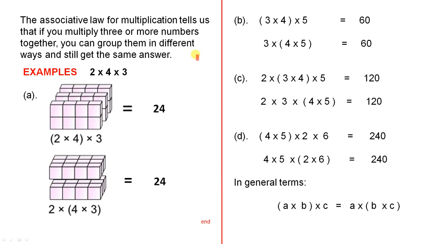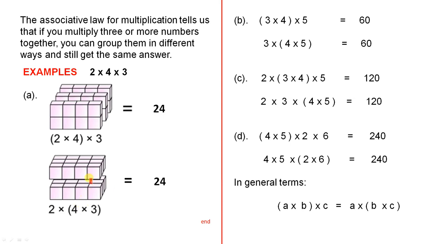The associative law for multiplication tells us that if you multiply 3 or more numbers together, you can group them in different ways and still get the same answer. So if you were to multiply 2 by 4 by 3, you can represent it here by these tiles. So you've got all these individual tiles together, but we can group them together. Okay, so basically you can go 2 times 4, so you have a row of 4 and another row of 4. So that means you've got 2 rows of 4. But altogether you've got 3 of those. So you can do that type of grouping to get 24.